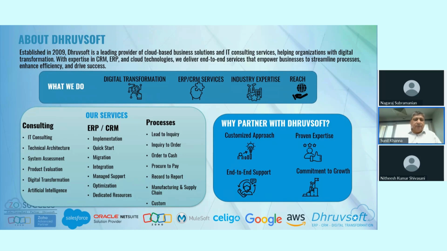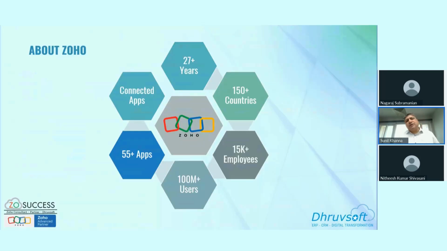Zoho is a 27-plus-year-old company with operations in more than 150 countries. Over a period of time, Zoho has developed more than 55 applications. You can think of these as different modules of an enterprise-wide system or ERP, and these modules help companies solve business problems. One of the apps is Zoho Projects, which we will be discussing today. These apps are on the Zoho One platform, are all connected, and are used by more than 100 million users worldwide.